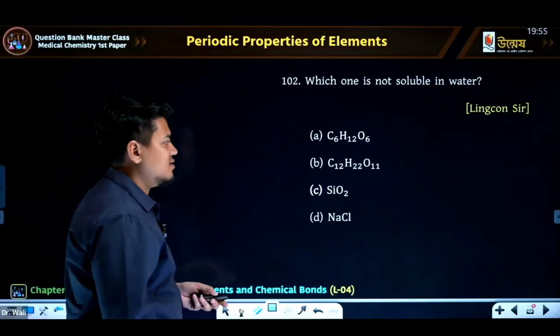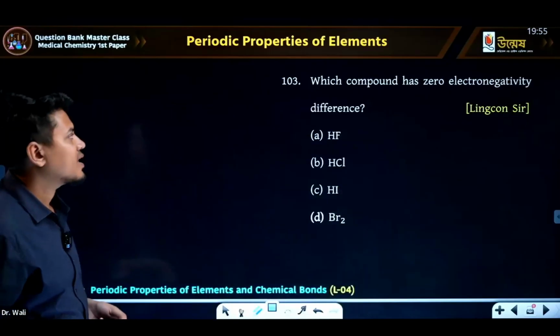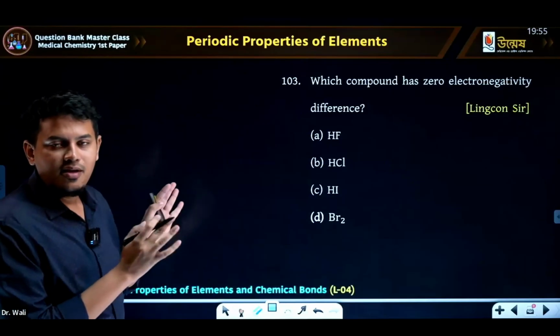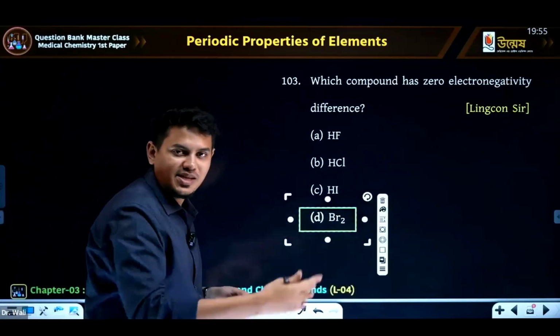Which one is not soluble in water? Insoluble in water should be silicon dioxide, which is a giant polymer. Which compound has zero electronegativity difference? Okay, then we have to look at the atoms of the molecule. Here we can see all of them are bromine, so the difference will be zero.